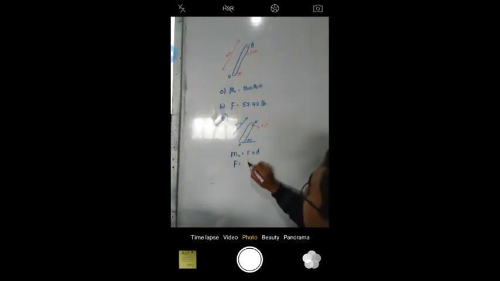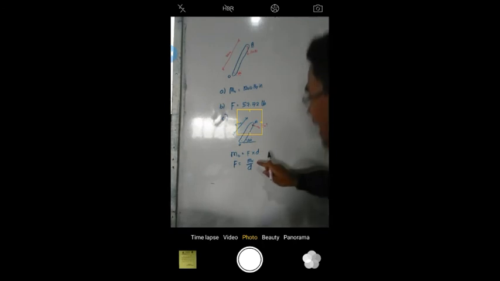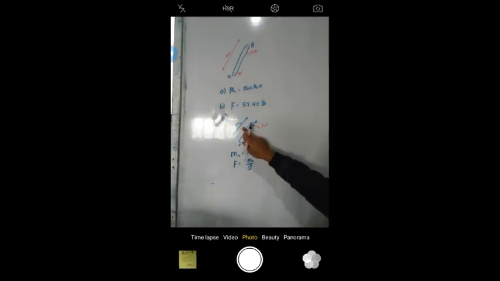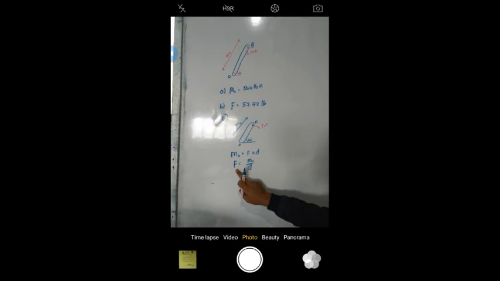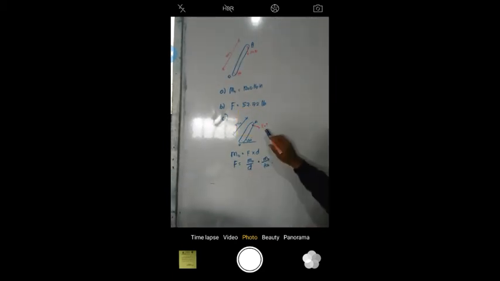Force is equal to moment over D. Meaning, the value of force is inversely proportional to the value of D. So when D is larger, the value of force is smaller, because the moment is divided by D. The larger the value of D, the smaller the value of force.